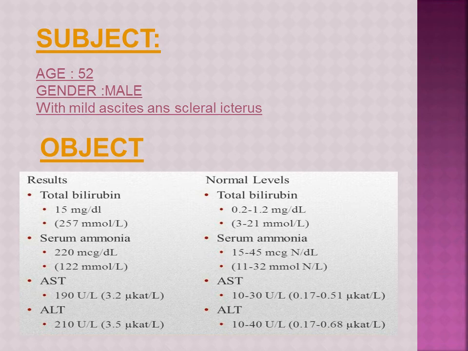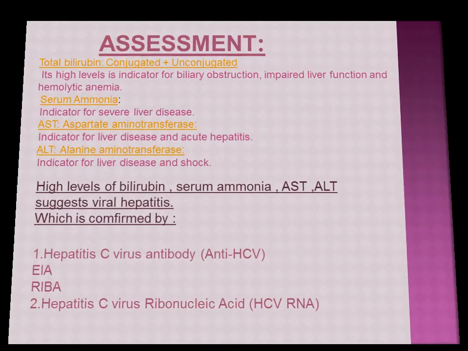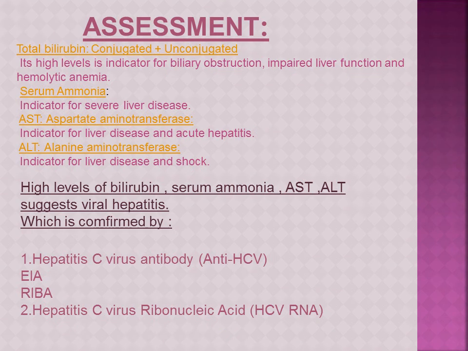Now what is the objective? It shows the normal results and the lab results of this patient, which show very elevated levels of bilirubin, ammonia, AST and ALT. After that we have the assessment. Total bilirubin is conjugated plus unconjugated. High levels of it indicate biliary obstruction, impaired liver function and hemolytic anemia. Serum ammonia also indicates liver disease. AST, ALT levels also indicate liver disease and acute hepatitis.